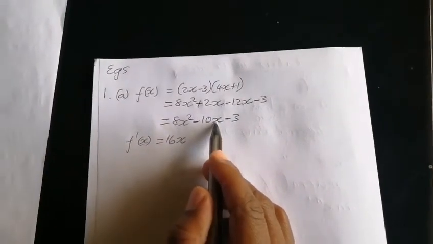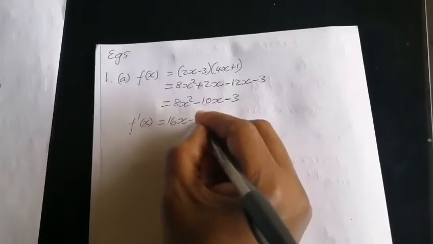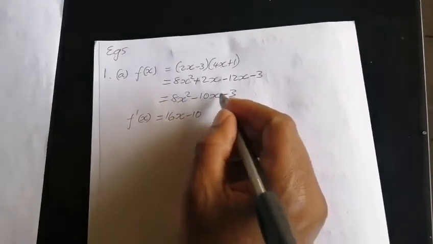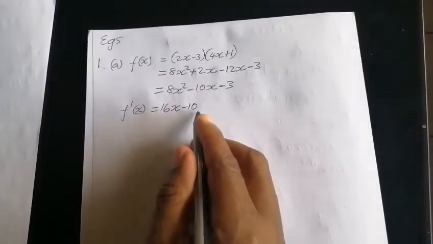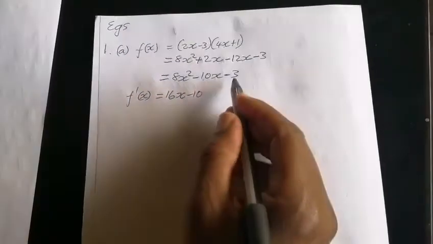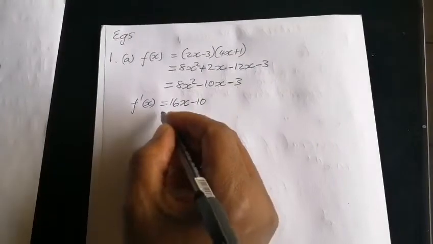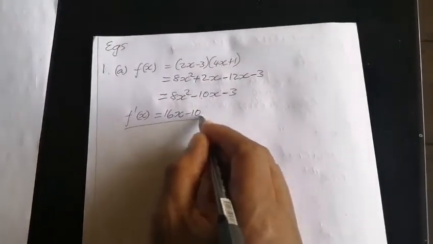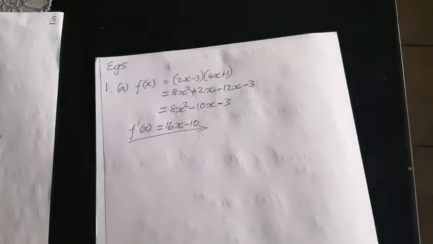What is the power of this x? 1. 1 times minus 10, minus 10. x to the power 1 minus 1, that's x to the power 0, which becomes 1. So it's minus 10. What is the derivative of a constant? It's 0. We don't write that. So we have managed to find the derivative of f of x.